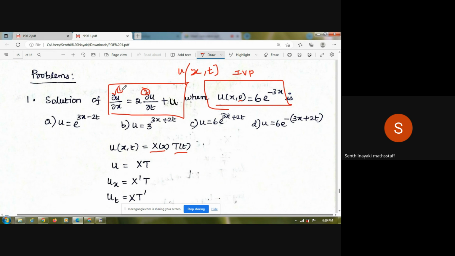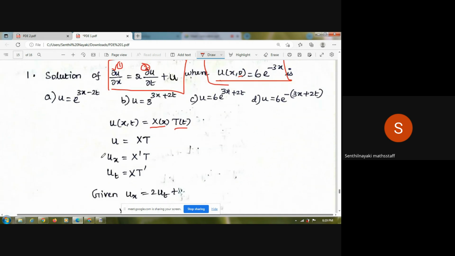First, dou u by dou x, that is ux. Ux means this is a partial derivative, so we have to differentiate the x term alone and keep the t term as a constant. So ux equals x dash into t. Next we have to find dou u by dou t. So ut equals x into t dash, because now we are differentiating with respect to t, therefore t dash. This x term is a constant, so ut equals x t dash.